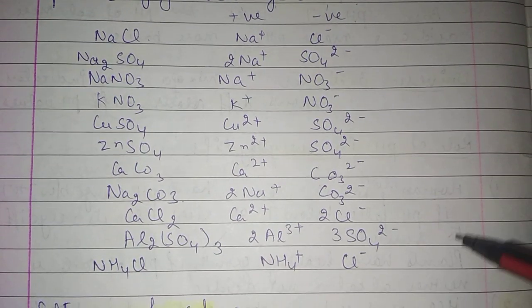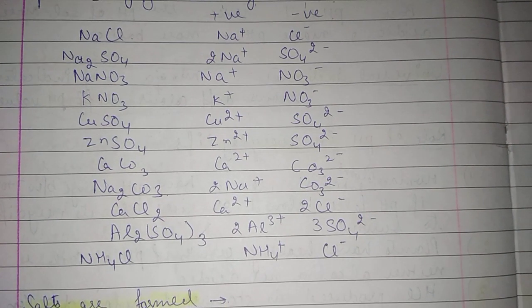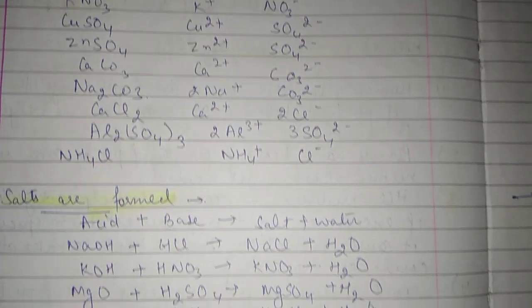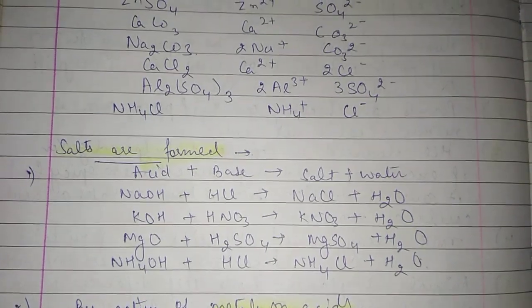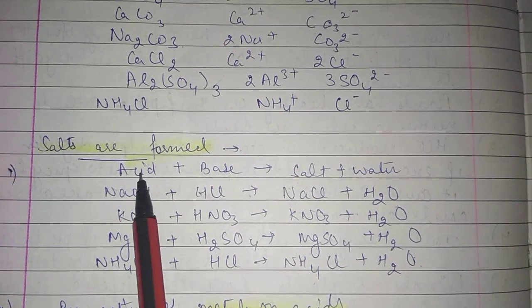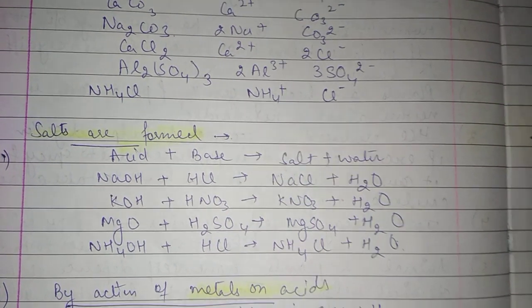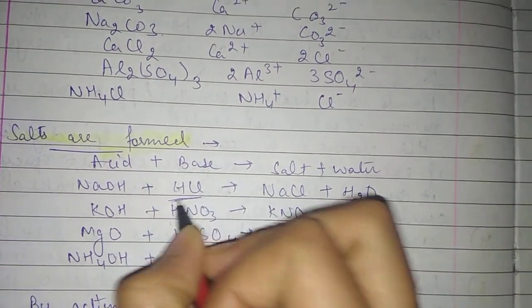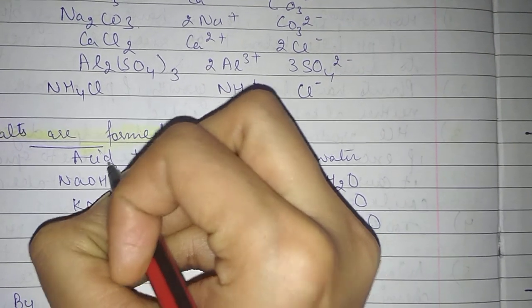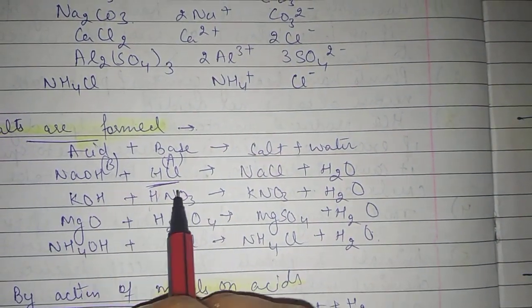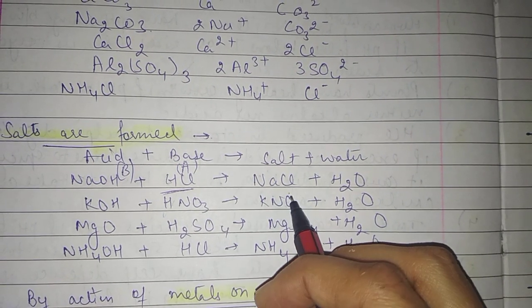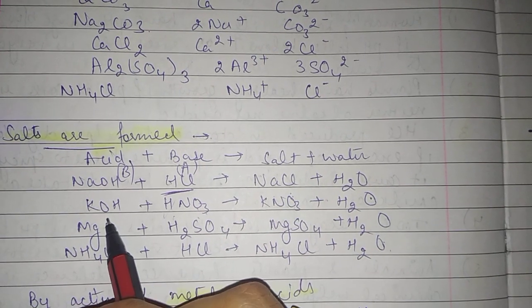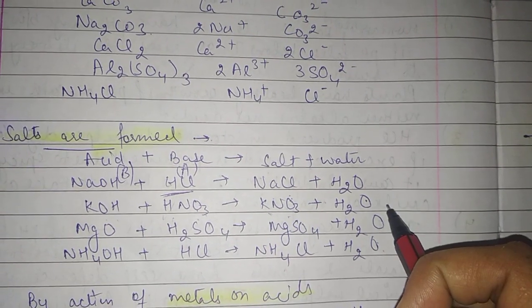These are examples of salts. Now, how are salts formed? What are the different methods by which salts are formed? First, we already have done in acids as well as bases. Salts are formed when acids react with a base, they form the salt and water. For example, HCl is an acid and NaOH is a base. When they both react together, they form the salt NaCl plus water. Here is also nitric acid, HNO3. When it reacts with the base KOH, it forms KNO3 plus water.